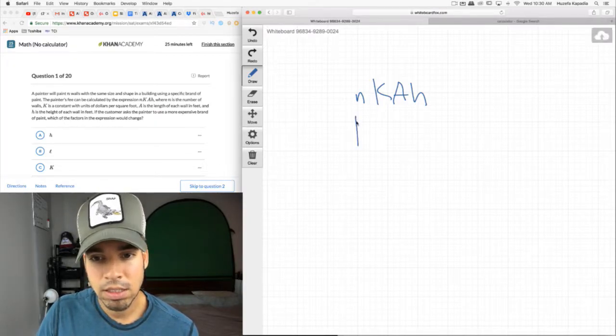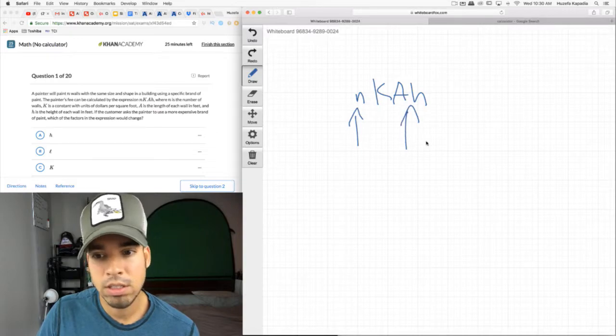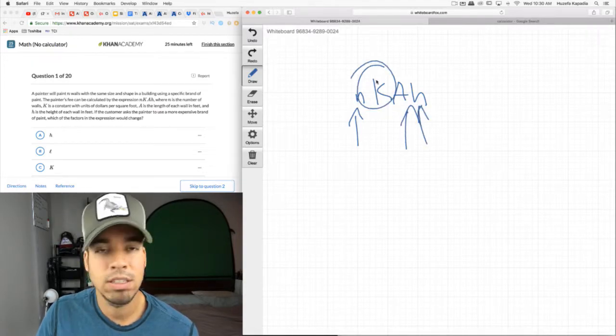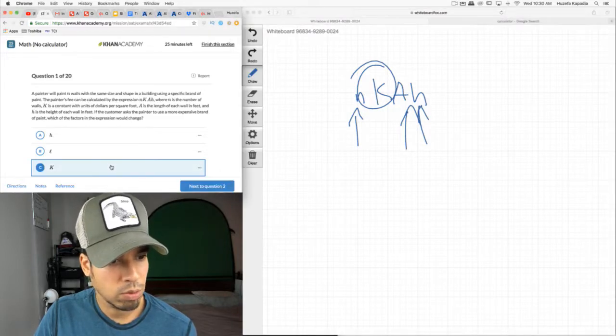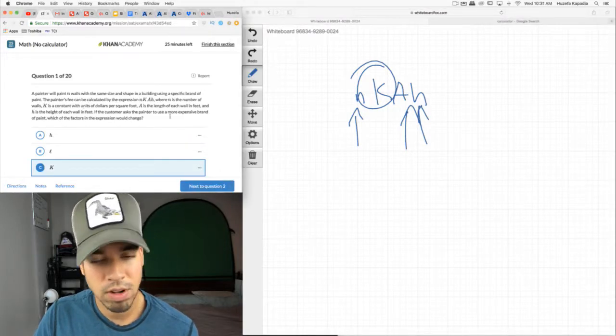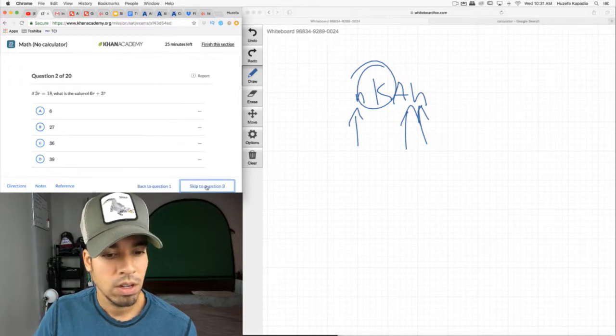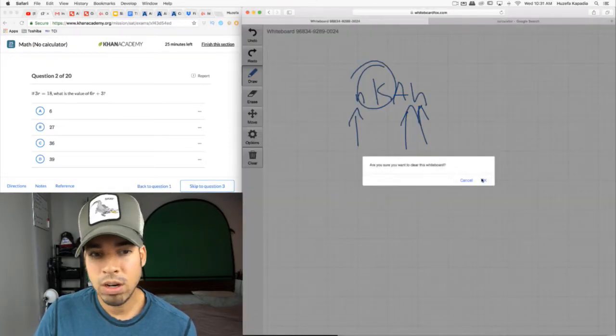Okay, this is number of walls. These are the dimensions of the walls. It has to be the k, right? K is the only thing where the different price point would affect. And it even says k is a constant with units of dollars per square foot. That's price. Next, 3r equals 18.